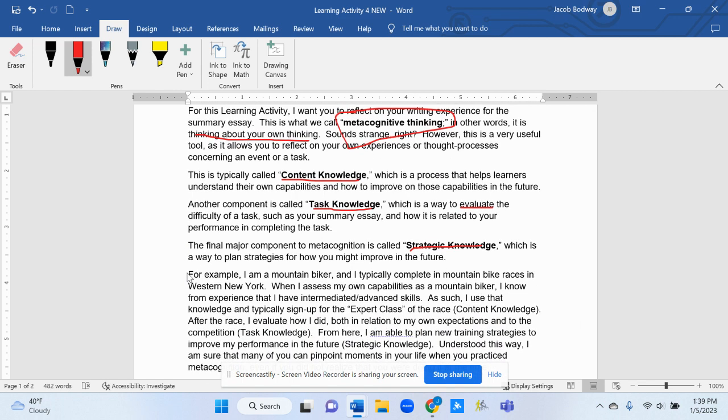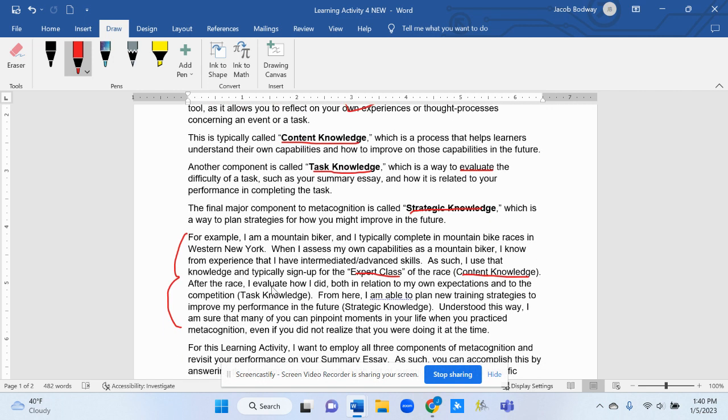So I'm going to use my own example. Okay. I'm a mountain biker. I typically compete in mountain bike races in Western New York. When I assess my own capabilities as a mountain biker, I know from experience that I'm intermediate advanced. As such, I use that knowledge and typically sign up for the expert class. And that is my content knowledge, where I assess what I already know about myself.